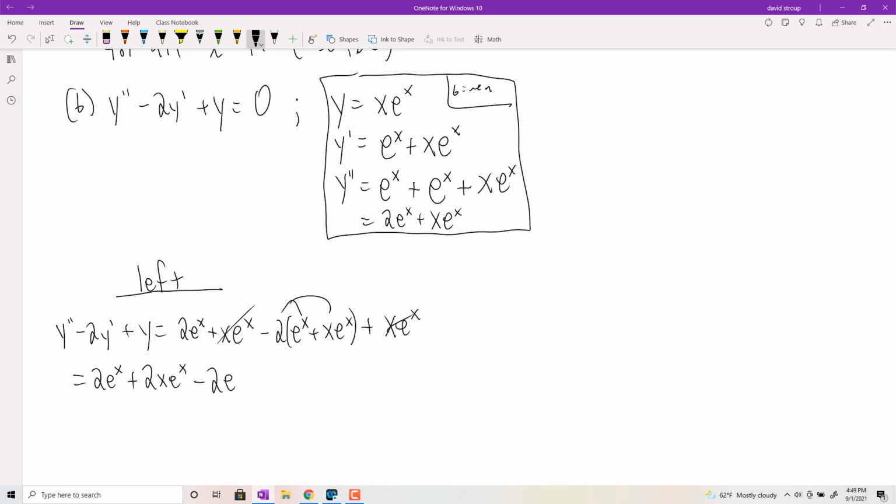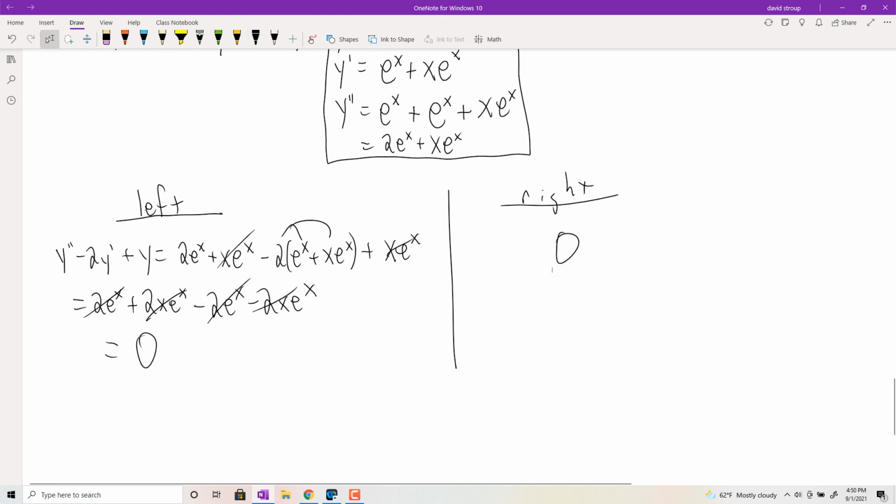Distribute. Minus 2e^x minus 2xe^x. And then 2xe^x minus 0. No, it's just 0. Okay. So it's the left side. The right side is just plain old 0. So they're both the same. We didn't do any fancy footwork, so it'll work for all real numbers.